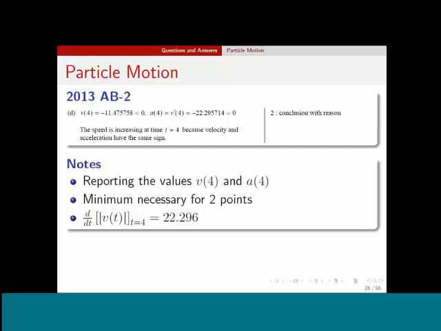Another way that a student could get full credit for this is to take a look at the derivative of the absolute value of the velocity at t equals 4. This is one of those operations that we allow on a graphing calculator. I think that's the correct answer in this case, 22.296. The derivative is positive, therefore the speed is increasing at time t equals 4. That's very clever. It's a very clever way to use the graphing calculator and a way to answer this question that I wouldn't have thought of, say, 20 years ago.